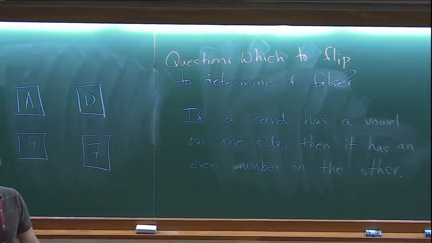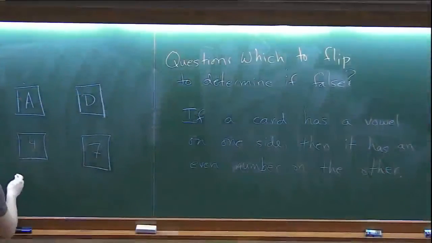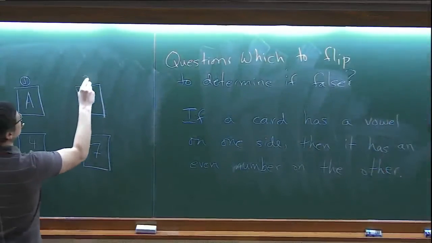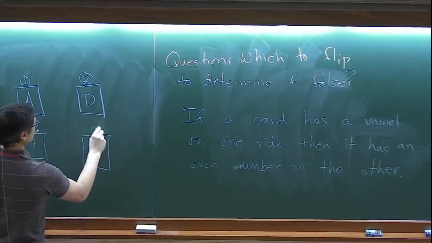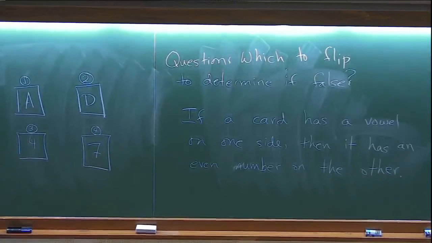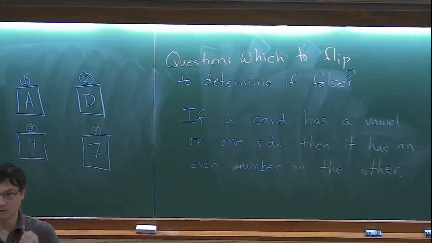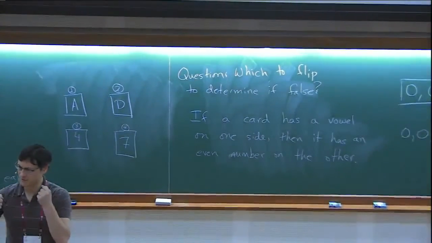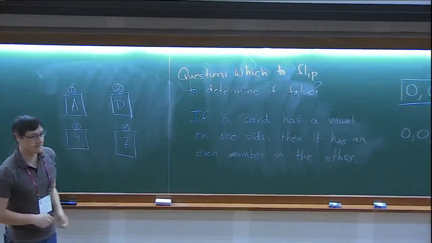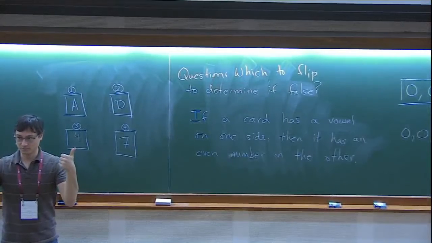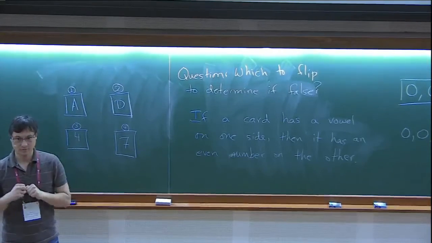Wait, don't say anything. No talking. We're going to vote, and then we're going to discuss. Be careful. You're going to vote by putting up 1 or 2 hands for which cards you want to flip over. So if I wanted to flip over A and D, I would do 1 and 2. But no talking for now.